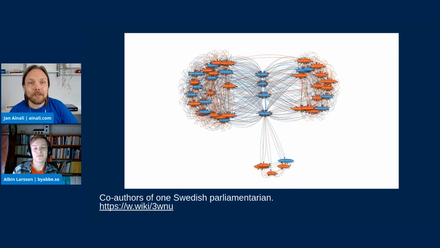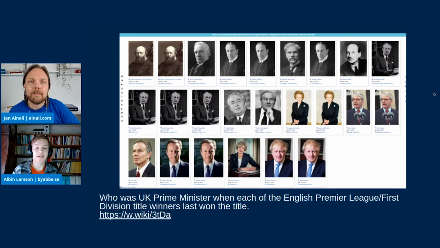This little nest of a graph is the co-authorship of one Swedish parliamentarian. Each of the lines represents a document that they co-authored with one of the other bubbles. The red bubbles are women, the blue bubbles are men, and you can kind of see the different mandate periods to the left and right. And here you can see who was the UK Prime Minister when each of the English Premier League / First Division title winners last won the title.